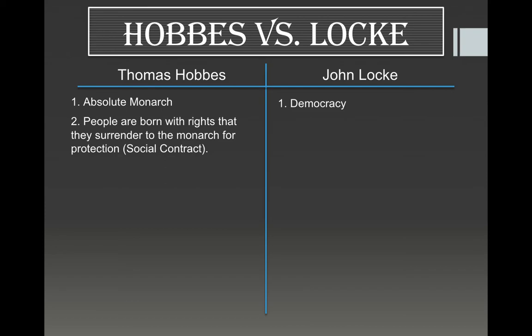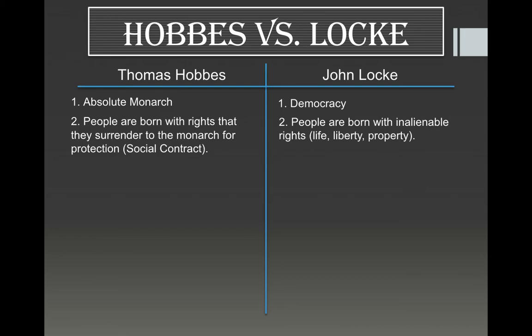Now, John Locke says that people are born with inalienable rights. There are certain rights that we have, and those can't be taken away. You get these rights just by being born, just by being a person. Those are life, liberty, and property. So you have the right to life, the right to be free, and the right to keep your own property. And this obviously becomes the basis of the Declaration of Independence.